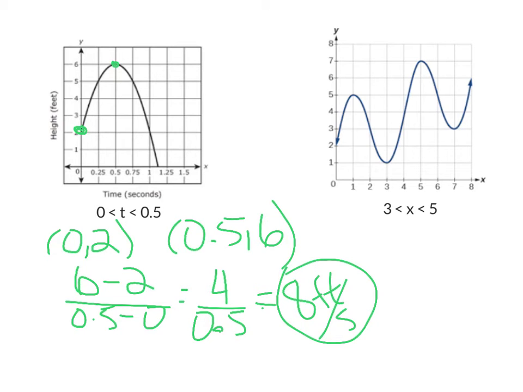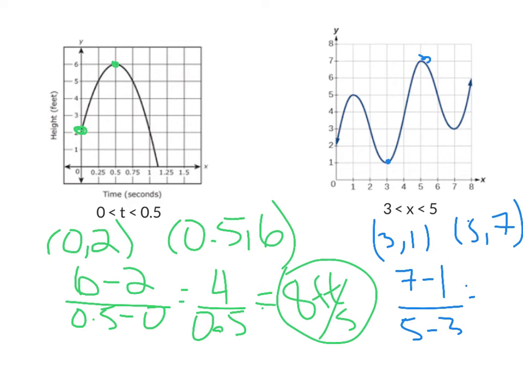Looking at our second graph over on the right-hand side, it's asking us to find the average rate of change between 3 and 5. At 3, I notice I have the point 3, 1, and at 5, I have the point 5, 7. Using our formula again, we would have 7 minus 1 over 5 minus 3. Well, 7 minus 1 is 6, 5 minus 3 is 2. 6 divided by 2 is 3. Therefore, the average rate of change is 3. Please take a moment to pause this video and record these examples in your notes.